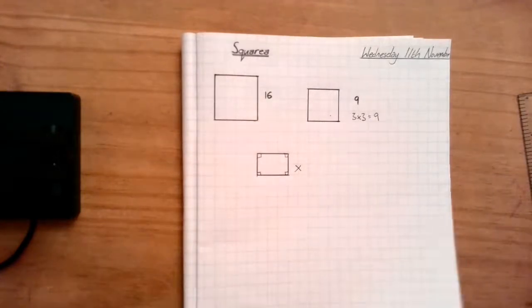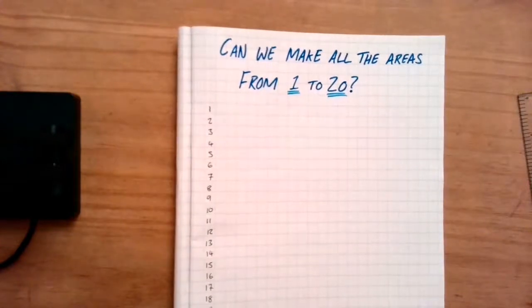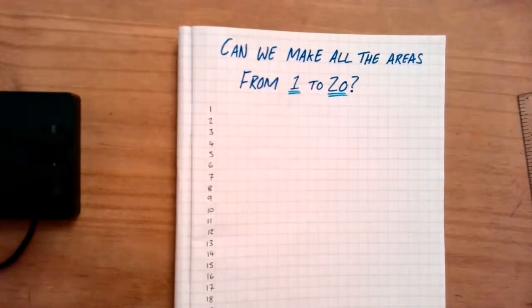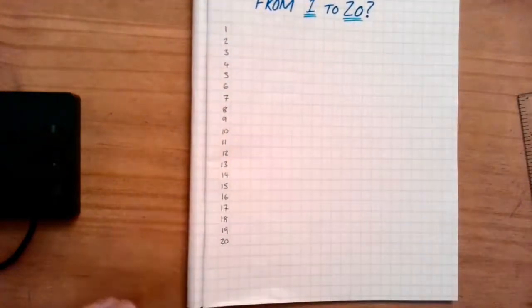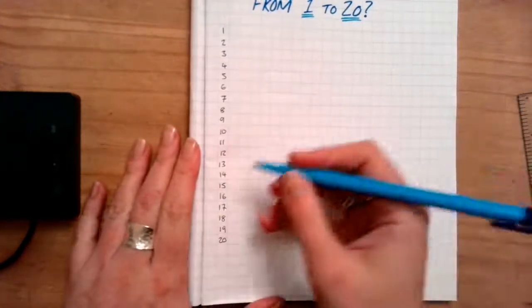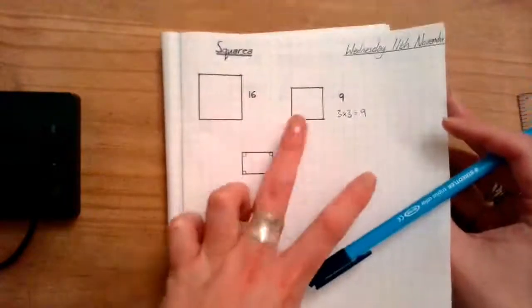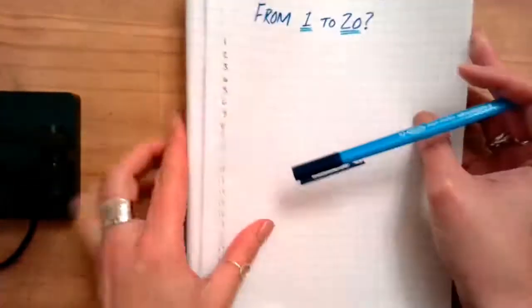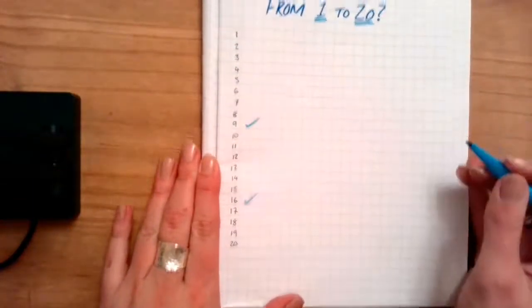Great. And so now what we're going to do is try and answer the question. This is what I'd like you to work on for the rest of the session: can we make all the areas from 1 to 20? You'll see I've got a bit of a checklist down here of 1 to 20. You can make a list of your own if you like, or there's a worksheet that you can use. And you can see here, we've already got 16, if you remember from the last page. So we've got 16 and I've got a 9 here. So I'm going to tick off the 16 and I'm going to tick off the 9.